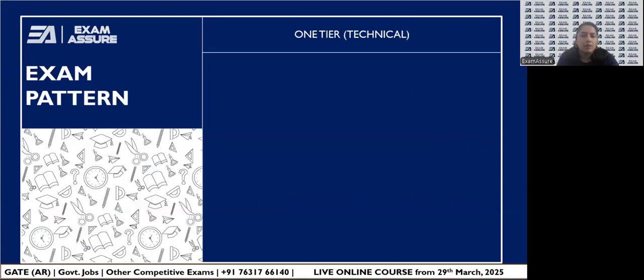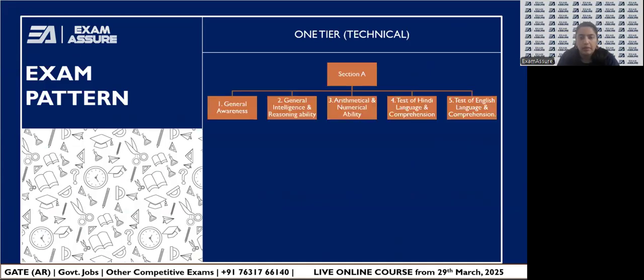If we see the examination pattern, this falls under the category of a 1-tier technical examination as per the exam pattern given by them. The examination is divided into 2 different sections, Section A and Section B. Section A primarily comprises topics related to general awareness, general intelligence or reasoning ability, then your numerical questions, where you can expect questions related to speed, distance, time, plus a test of Hindi language and a test of English language.